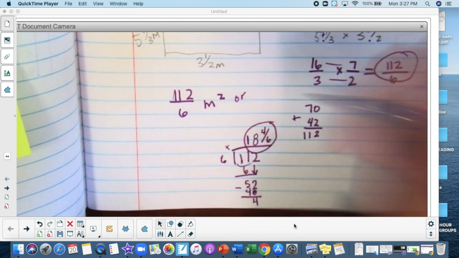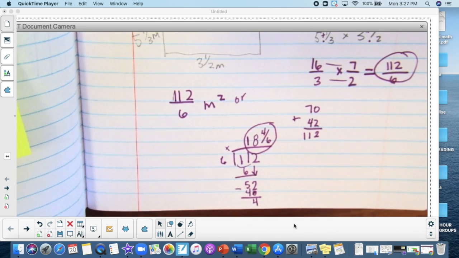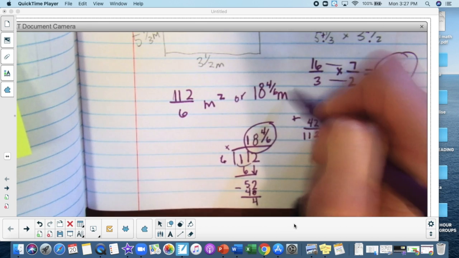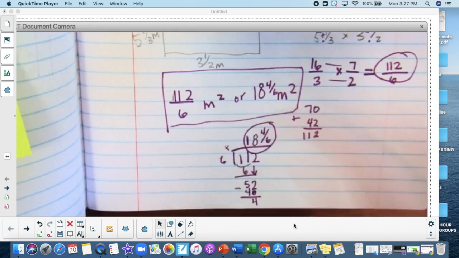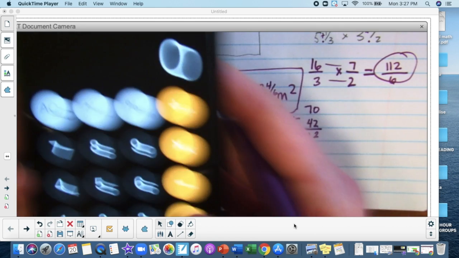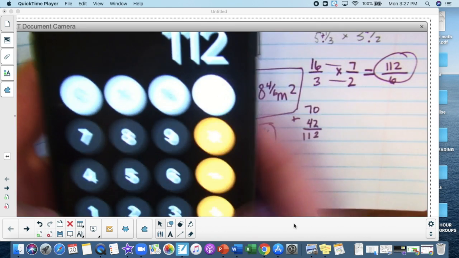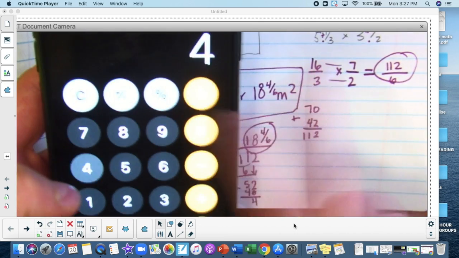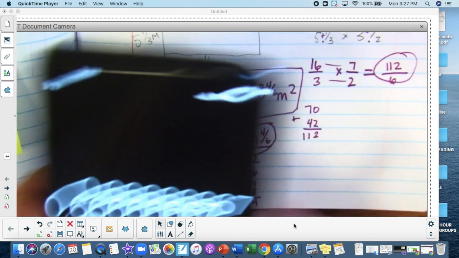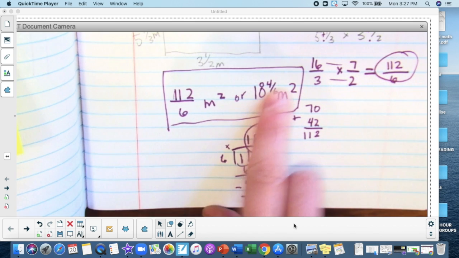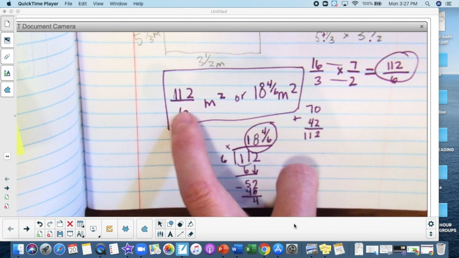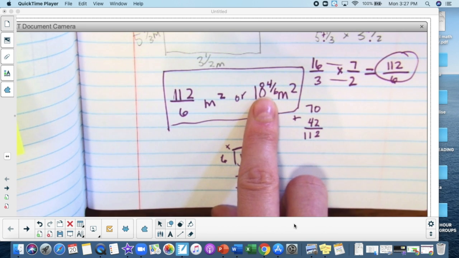So I can say 112/6 or 18 and 4/6 meters squared. I want to make my answer really clear, and I can also show you that work on the calculator. 112 divided by 6 is equivalent to 18 and 4/6. So if I do 4 divided by 6, there's my repeating 666. So this can be my answer. Either way would be fine. I'm going to challenge you to bring your fractions greater than 1 to a mixed number, because it's a little more relatable. It's a little bit more understandable of a number.